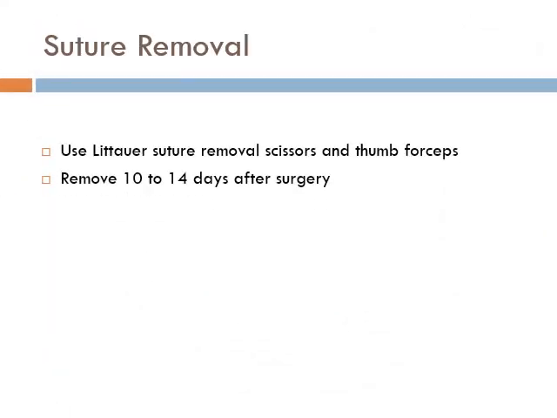So as far as suture removal goes, we're going to remove them 10 to 14 days after surgery. We do want to grasp the knot with our thumb forceps or another instrument and make a cut next to the knot. The reason that we do that as opposed to somewhere else is it helps me ensure that I don't leave any pieces of suture behind. We're going to use those suture removal scissors that have that extra little hook, and I'll include a video in the playlist for you to watch that goes over that technique as well.